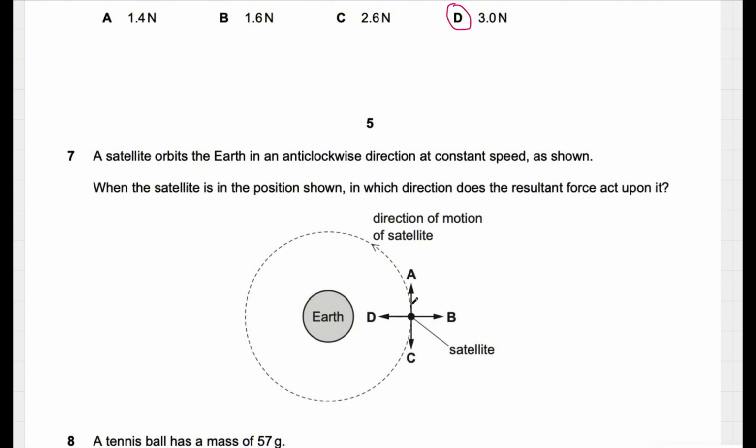A, this way? No, because the satellite is moving like this. So the vertical force, okay, the resultant force will be in this direction. The resultant force acting on the satellite will be in this direction of D, this way. Is that okay? So D is the closest, so we choose D.